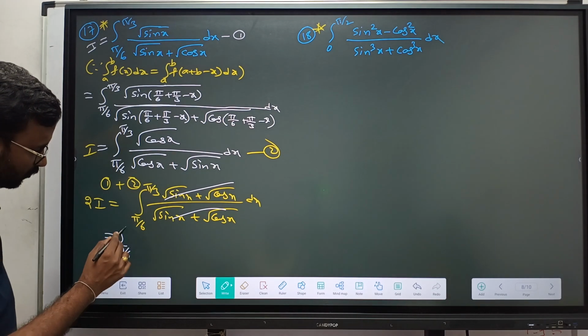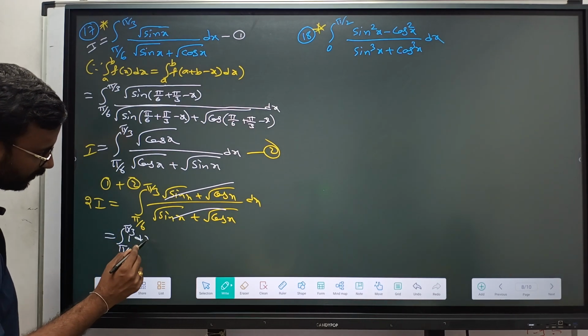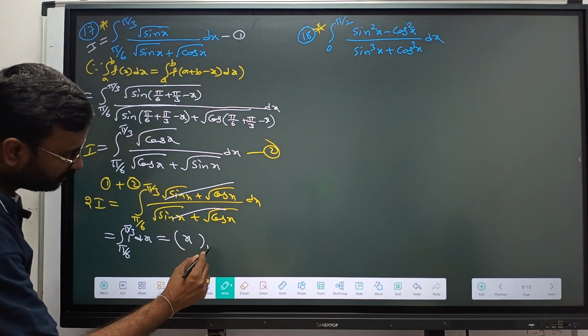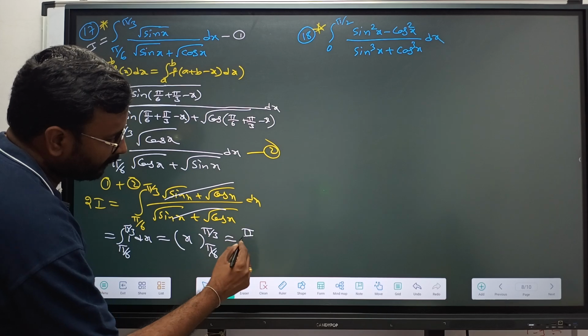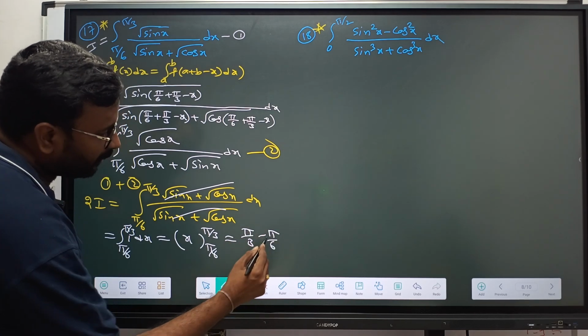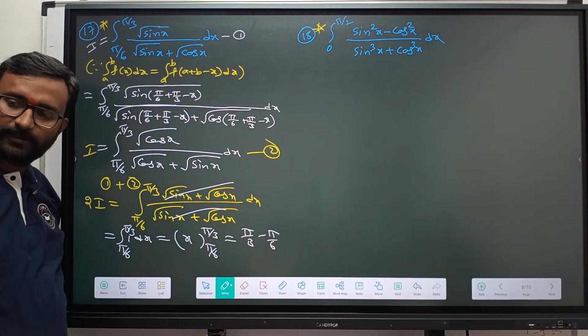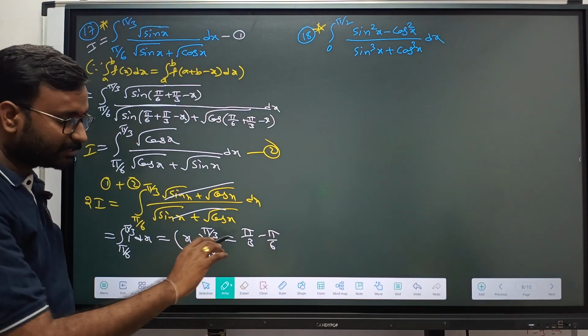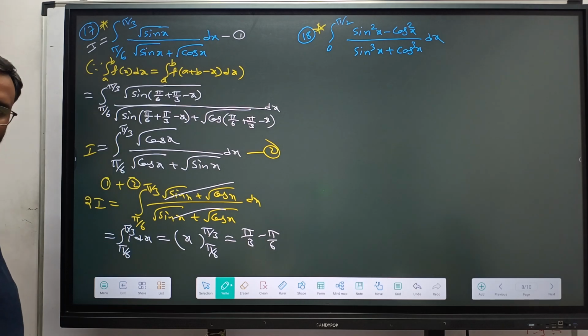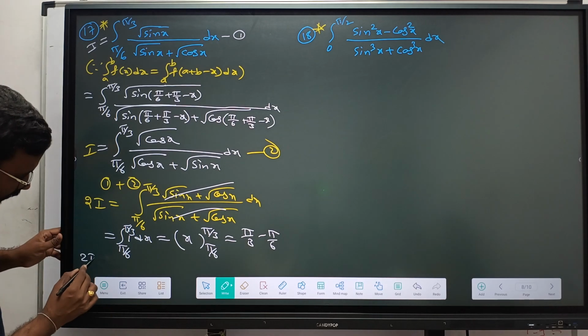Pi by 6 to pi by 3, 1 dx, which is equal to x, from pi by 6 to pi by 3, which is equal to upper limit pi by 3 minus lower limit pi by 6. Pi by 3 is 60, pi by 6 is 30. 60 minus 30 is 30. So what is the value of 2I?